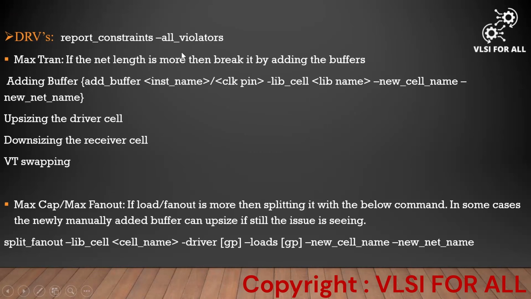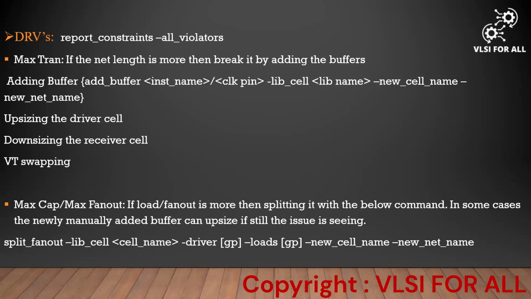With this command, if our design has any DRV issues like max tran and max cap, they will be reported over here. If there is a max tran issue, let's say the net length is more. If in my timing path the net length is some 100 or 300 microns, then we can add buffers to break the net delay. So then the tran will be fixed.